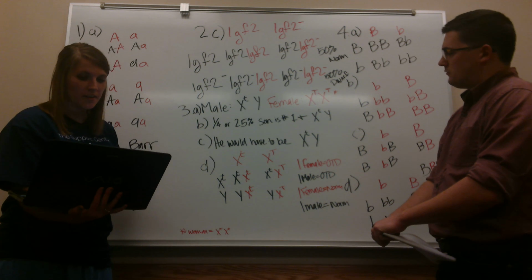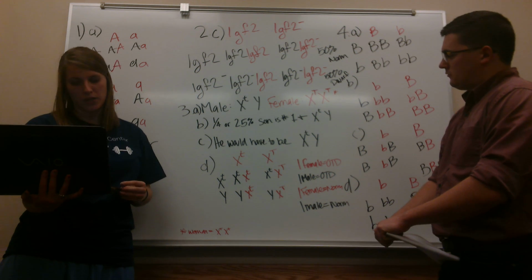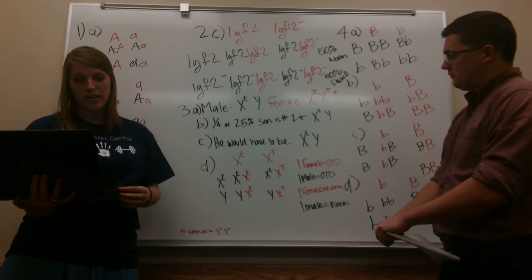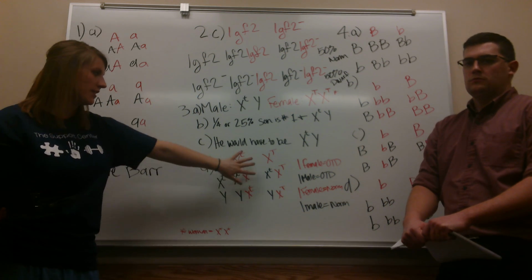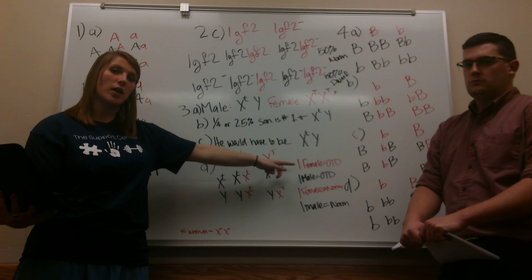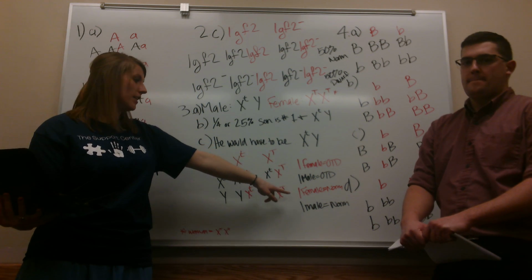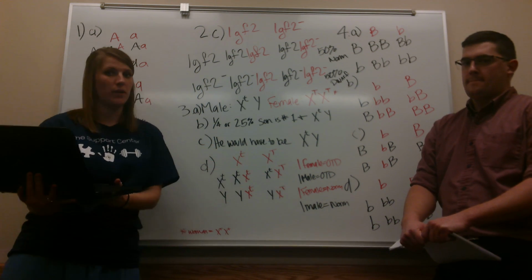And then D, consider the cross described in part C of this question. What are the expected genotypes and phenotypes of the offspring? So we have the genotypes here that we've written out, and then we have 1 female with OTD, 1 male will have OTD, 1 female will be normal, and 1 male will be normal.